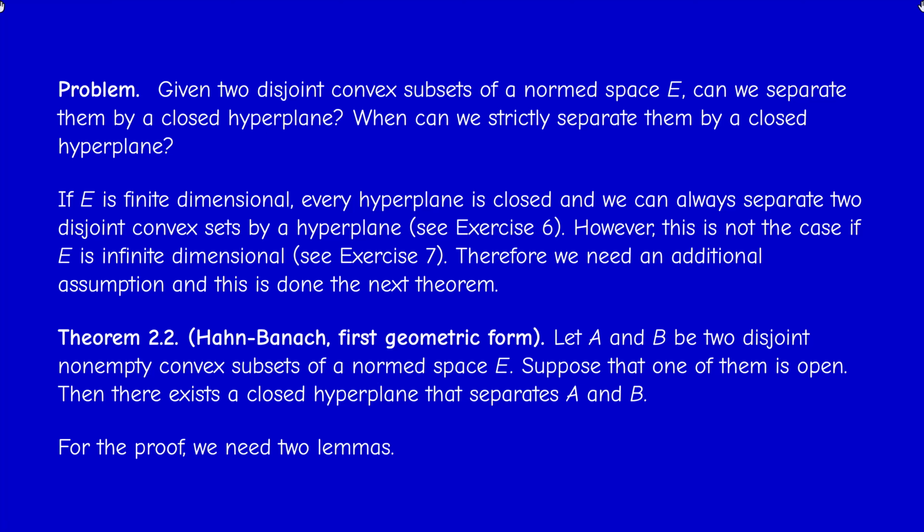Welcome back. This is the second part of section 2.2 about the geometric forms of the Hahn-Banach theorem. So in the last video, we formulated the problem that we are interested in, and it was about separating two convex disjoint sets by a closed hyperplane. The first result is the first geometric form of the Hahn-Banach theorem.